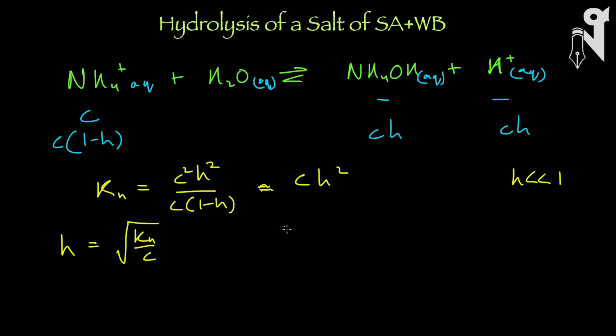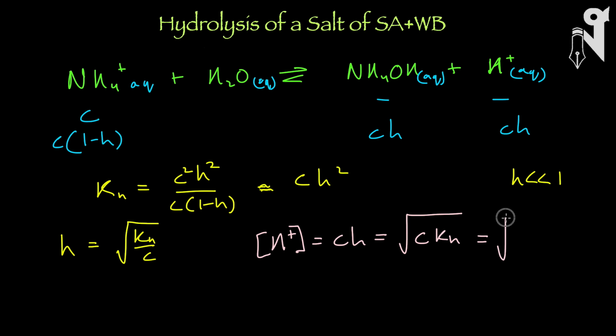So what is the concentration of H plus? The concentration of H plus is equal to C times H, which is under root of C into the hydrolysis constant. Now the hydrolysis constant we have already figured out. What is that? Kw by Kb. So you see, again a funny thing, you have concentration of H plus being talked about and a Kb of some base is there in the formula. Anyways, that's the formula. So you may remember this formula.